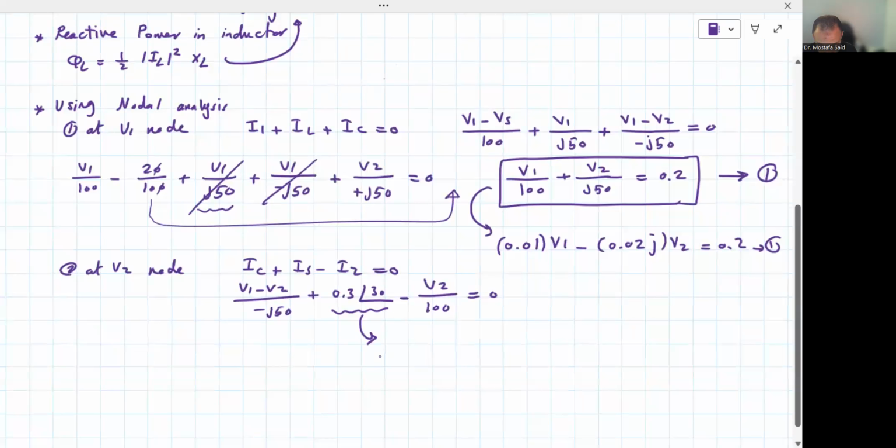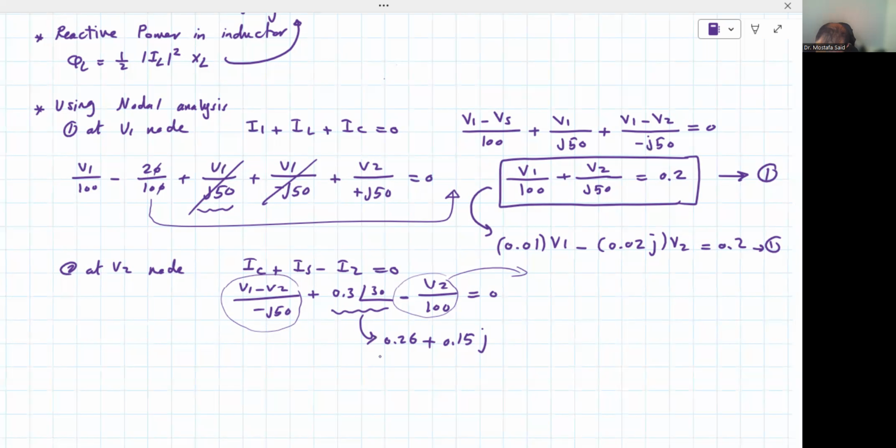0.3 angle 30, we can convert it. If you convert it using our calculator, it will be 0.26 plus 0.15 J. Good. So we can keep 0.3 angle 30 on that side and bring that guy and that guy to the right hand side. So that will be minus 0.02 V1.